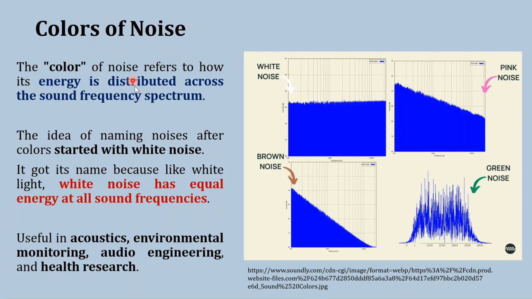Colors of noise refers to the distribution of energy across the sound frequency spectrum. Means from 20 Hz to 20,000 Hz जो energy distribution है वो कैसे है उसको represent करता है colors of noise. यहाँ पर अगर हम इस image में देखें, we have the representation of white noise, pink noise, brown noise and the green noise. And we can see the variation in the energy distribution.